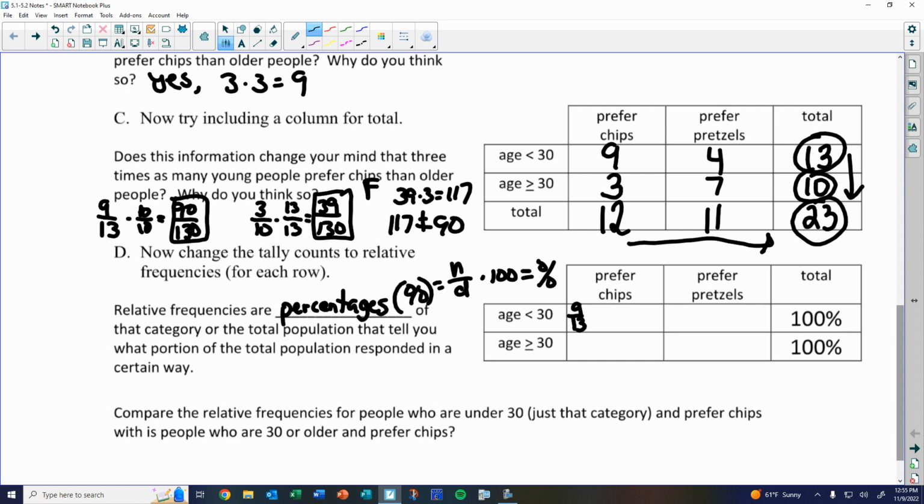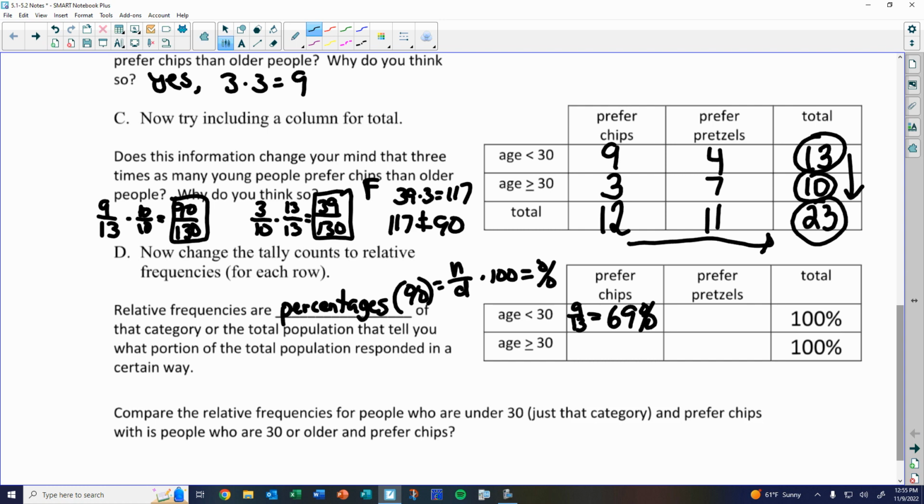We'll round it to the nearest whole percent for this. 9 divided by 13 times 100. What would you get? Round to the nearest whole percent. 69% is like 69.2 something, right? Something like that. Yeah. So we'll just round it down.